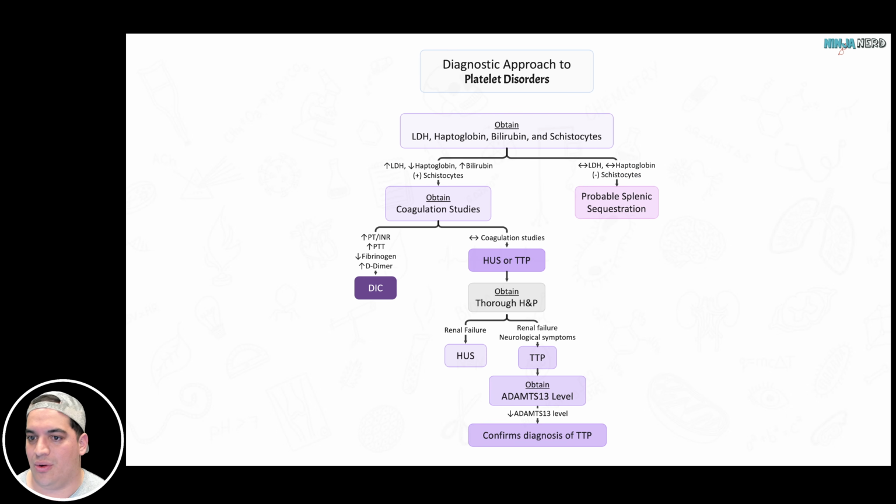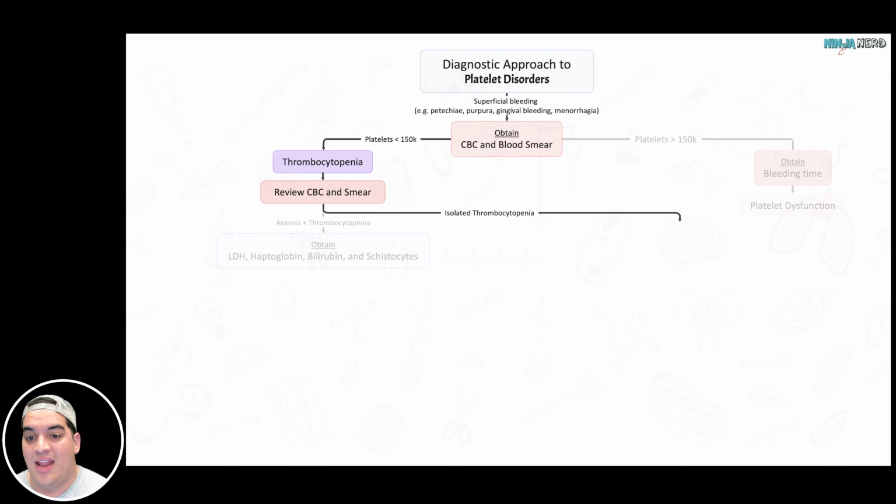But oftentimes we can just do a good exam or do an ultrasound or a CT. Just look for any evidence of splenomegaly and an underlying history of cirrhosis or portal hypertension. You'll probably get that splenic sequestration diagnosis. From here, the next component is, what if it's just isolated thrombocytopenia? That's the immune mediated: that's ITP, that's HIT, that's antiphospholipid syndrome.